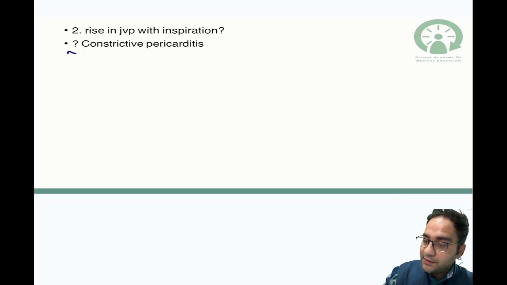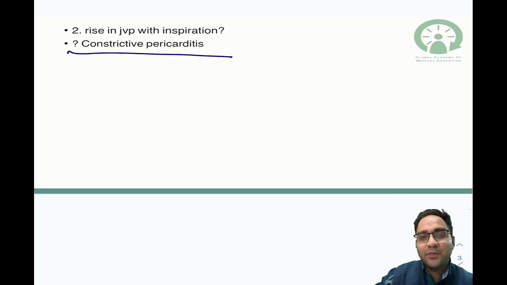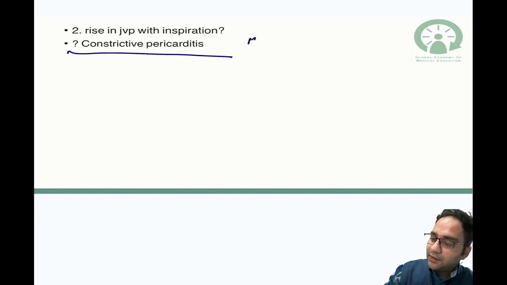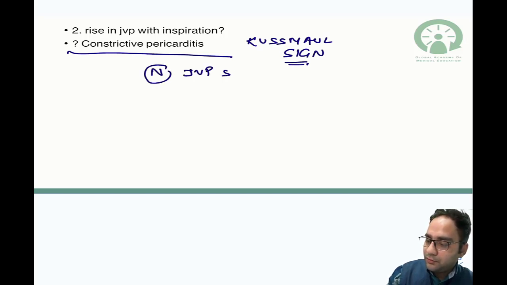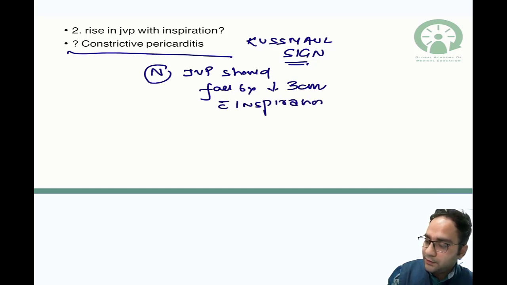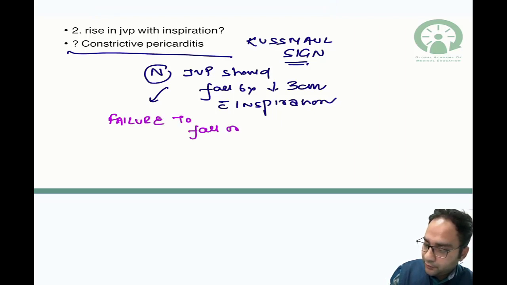Second, rise in JVP with inspiration. This is nothing but Kussmaul sign. Normally, JVP should fall by around 3 centimeter with inspiration. So if there is a failure to fall, or a rise, we call it Kussmaul sign.